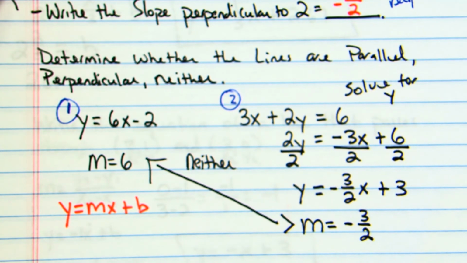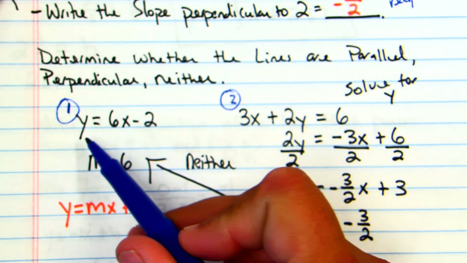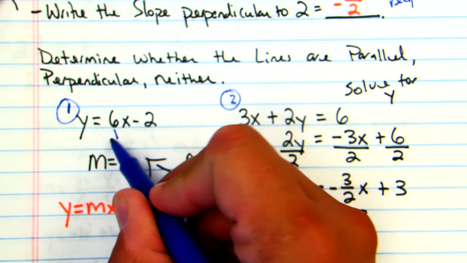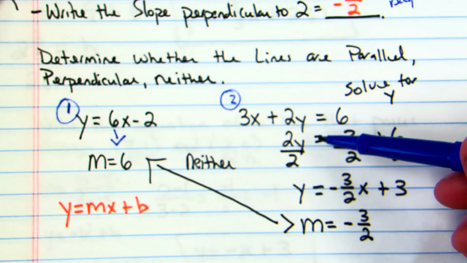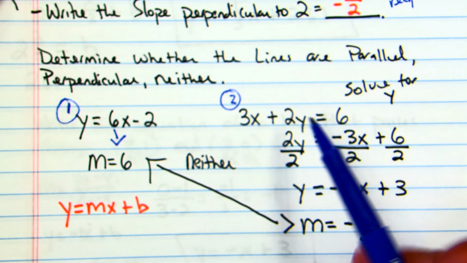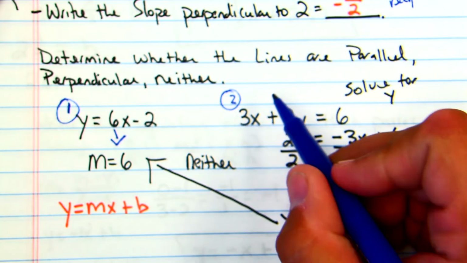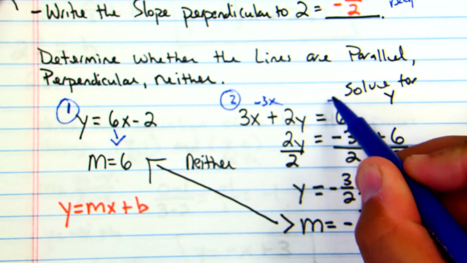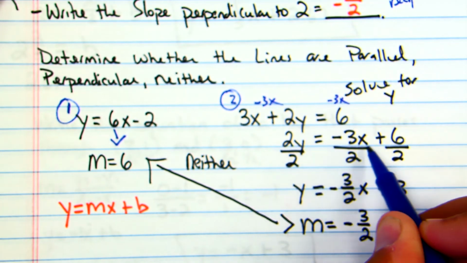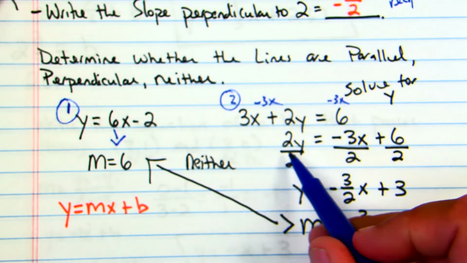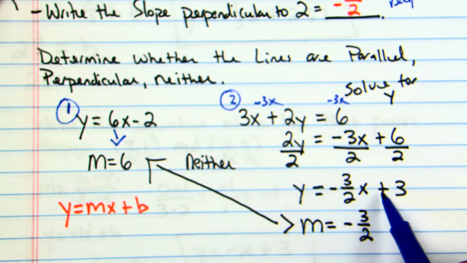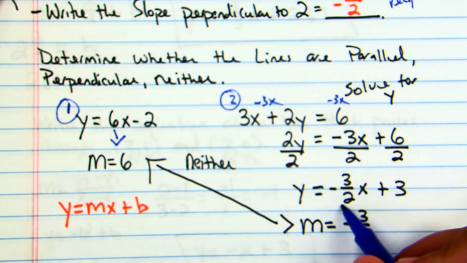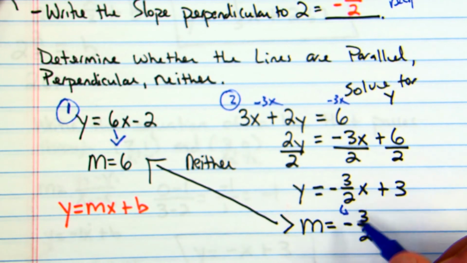Well, the first thing that I need to know are my slopes. Now, in this one, it's already set up in y equals mx plus b, so my slope is 6. This one, I have to do a little work first. I need to solve for y. So what I do is I'm going to subtract 3x from both sides to get 2y equals -3x plus 6. Then I'm going to divide everything by 2. And I end up with y equals -3/2 x plus 3. So the slope of this line is -3/2.